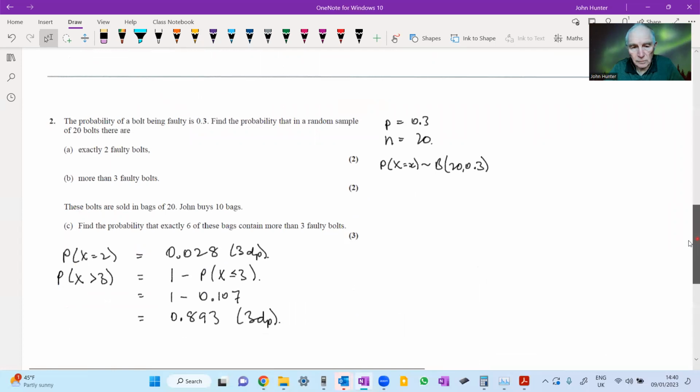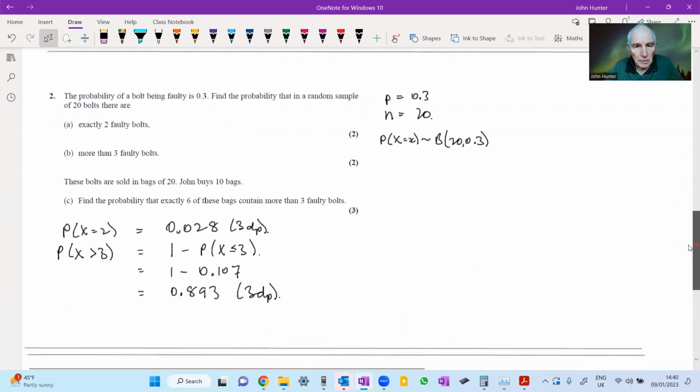Okay, let's have a look at this one. I think this will do us for the binomial at the moment. The probability of a bolt being faulty is 0.3. Now, here's where the terminology can be a little bit confusing. We're saying that 0.3 represents a success. So we're a success if we found a faulty bolt. But that's binomial terminology for you.